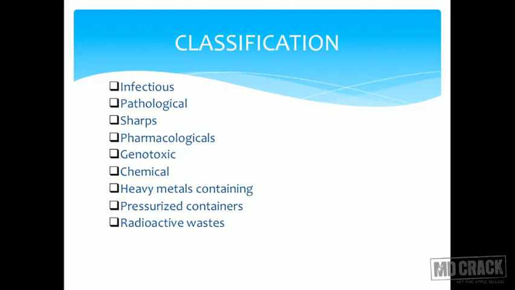Coming to the classification of biomedical waste, it is classified as infectious waste, pathological waste, sharps, pharmacological waste, genotoxic waste, chemical waste, heavy metal containing waste, pressurized containers and radioactive waste. These words are themselves explanatory. There is nothing to explain really there. All of you understand what these words actually mean.